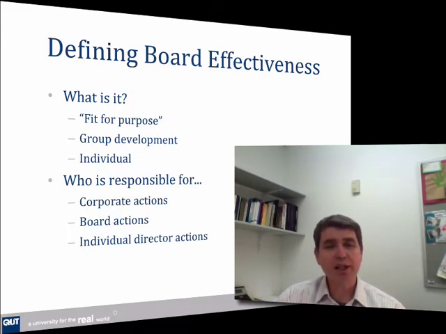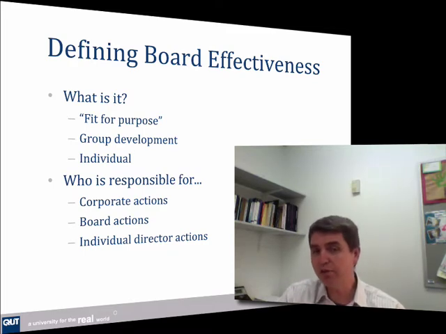So really one way to think about it is that it can occur at three levels. At the first level, it's about the product of the board or what the board actually does. Is the board fit for purpose? Can the board monitor to the level that it needs to, provide advice, provide access to resources, develop strategy? All those things we talked about in terms of the board role, can the board deliver on those things?